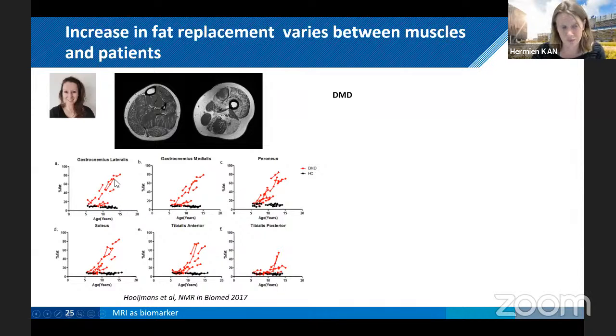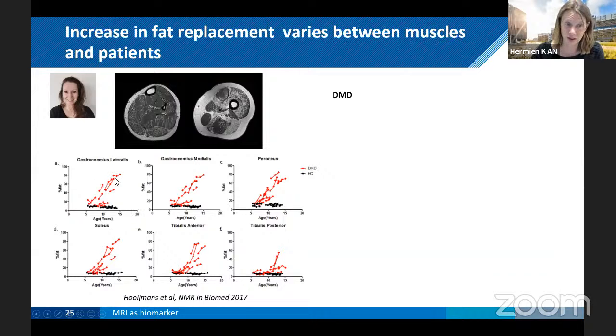So we measured every patient and every healthy control 3 times: at baseline, at 1 year, and at 2 years after that. And you can see that all the red dots actually increase in fat fraction over time. This increase, however, differs between the different muscles, right?